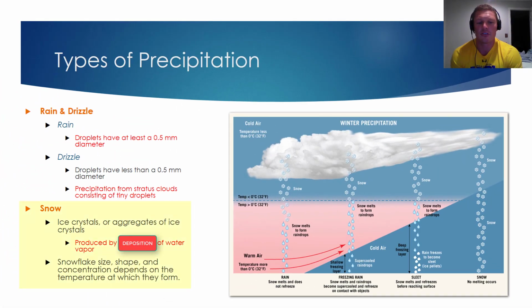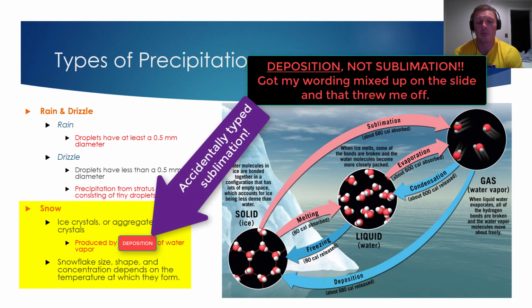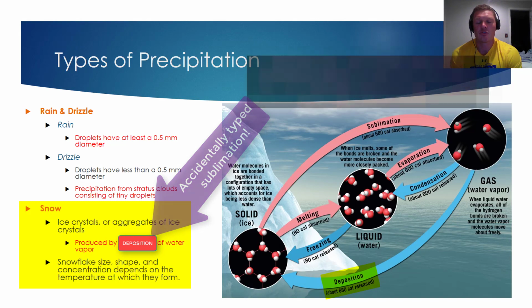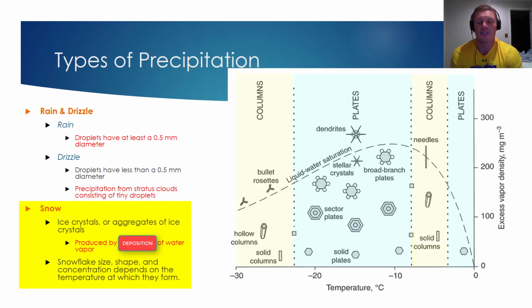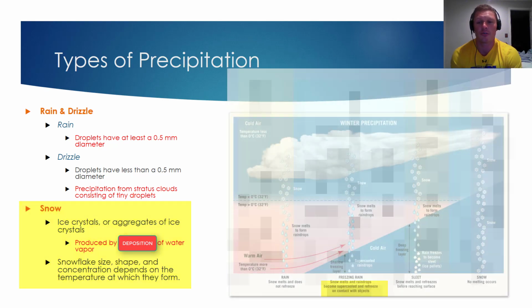Now let's turn our attention to snow. Snow is ice crystals, or aggregates of ice crystals, and snow is typically produced by sublimation of water vapor. And just as a reminder, sublimation is the phase change in which water vapor is converted straight into a solid. And I'm sure you're already aware of this, but snowflake size, shape, and concentration can vary. The key factor that affects the size, shape, and concentration of snowflakes is the temperature at which the snow forms.